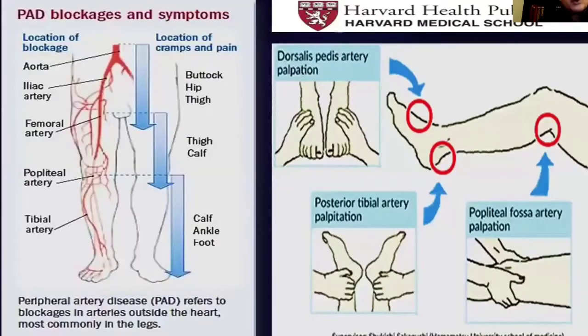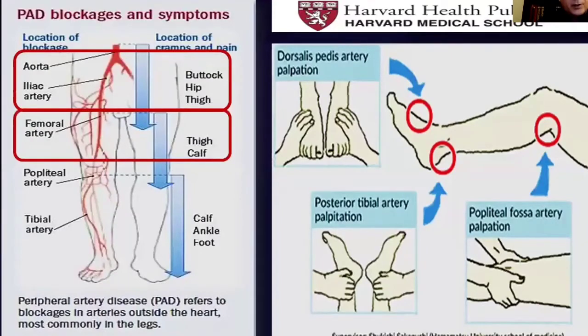A very important tip: we can find the peripheral arterial disease blockage and symptoms by dividing the lower limb arterial system into 3 parts. If the aorta and the iliac artery are blocked, we will find the location of cramps and pain at the buttocks, hip, and thigh. If the femoral artery is blocked, the thigh and the calf. And if the popliteal artery and tibial artery are occluded, the calf, ankle, and foot have the cramps and pain.